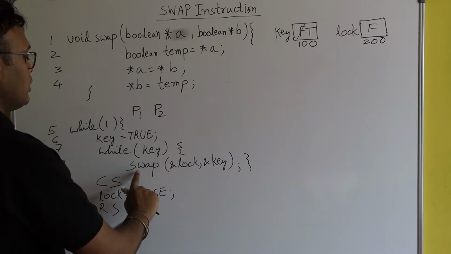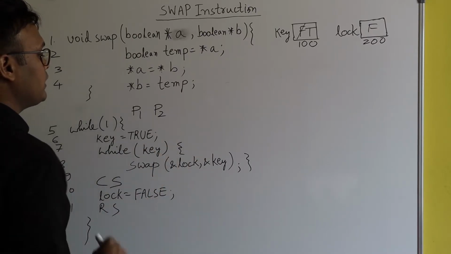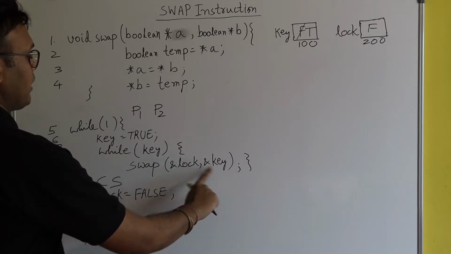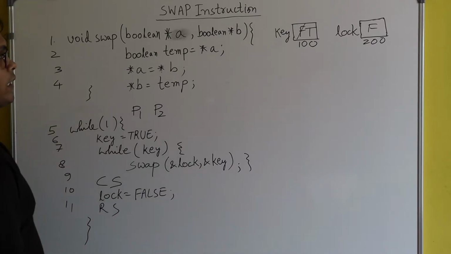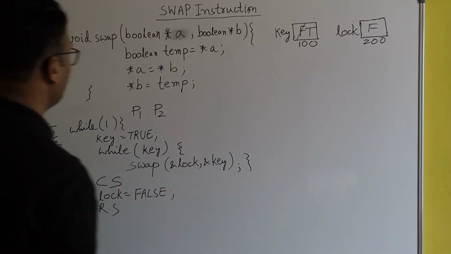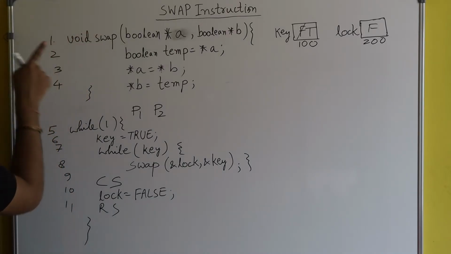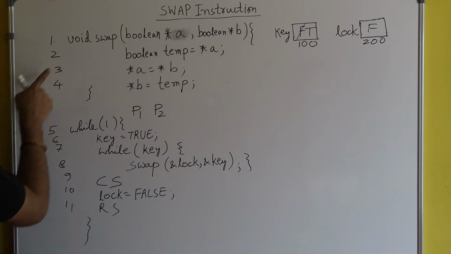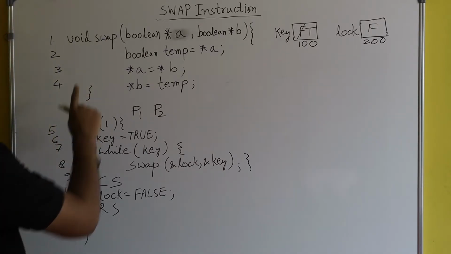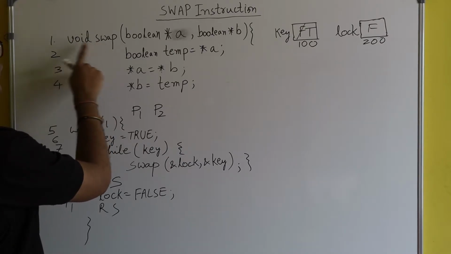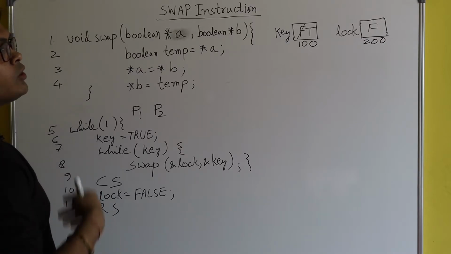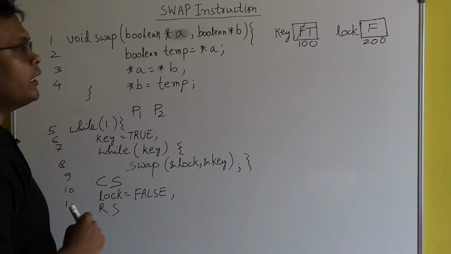And inside the while loop you see the swap instruction is being called: swap(&lock, &key). So the addresses of lock and key are passed as parameters. The address of lock is 200, and the address of key is 100. So here you see a swap function is defined, from line number 1 to line number 4. And here I have written void swap. It means this function will not return anything. It will just simply swap the values.